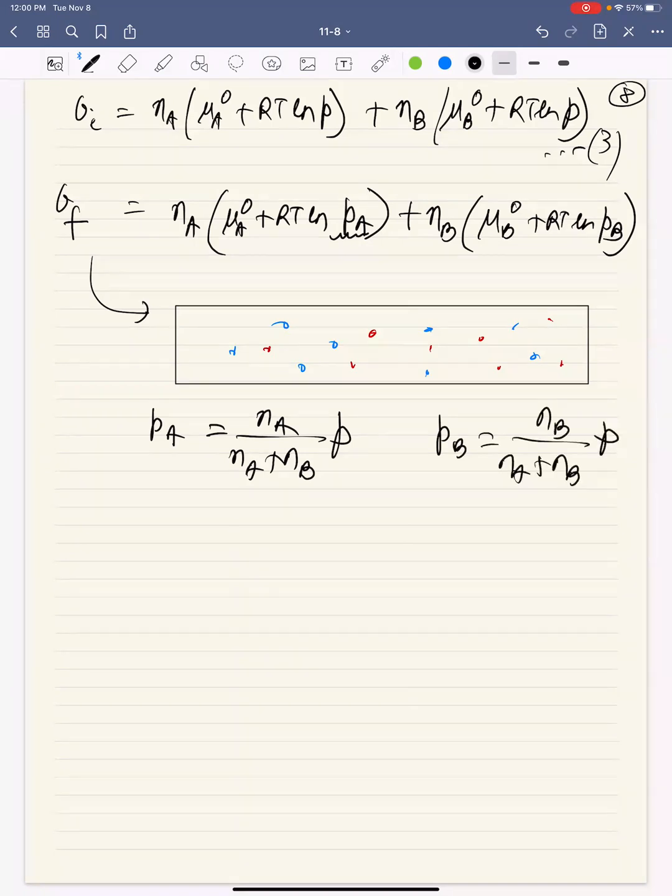This makes intuitive sense. For example, set Na equal to 0. If there were no Na molecules at all, if it was only B, then what will be PB? That will be P, right? Nothing happened. What is another name for Na by Na plus Nb? Mole fraction.